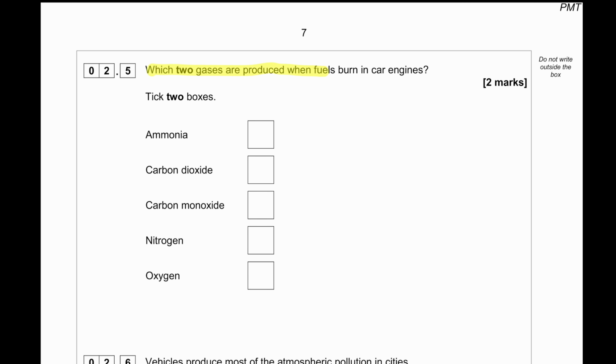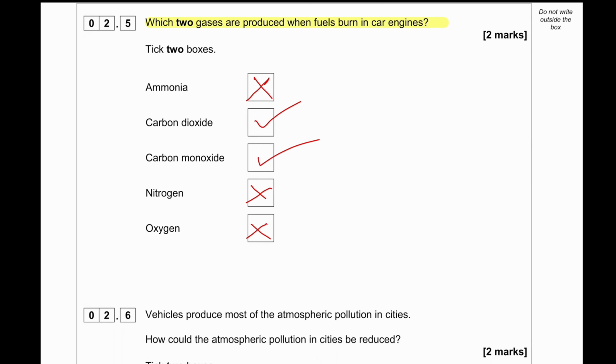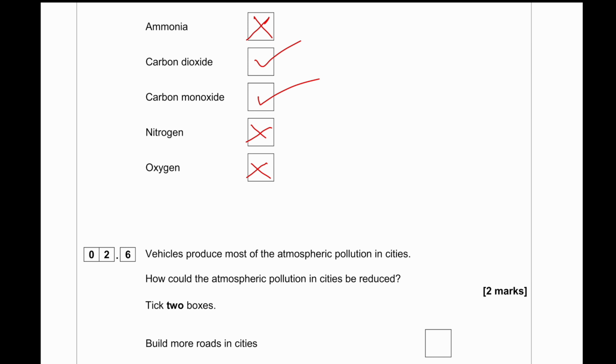Which two gases are produced when fuels burn in a car engine? So when fuels burn in a car engine, ammonia cannot be produced. Obviously, it will produce carbon dioxide. It may produce carbon monoxide. Nitrogen is already present in the air. Oxygen is already present in the air. Carbon dioxide, and if there is incomplete combustion, then we produce carbon monoxide.